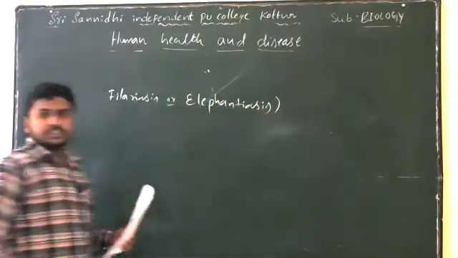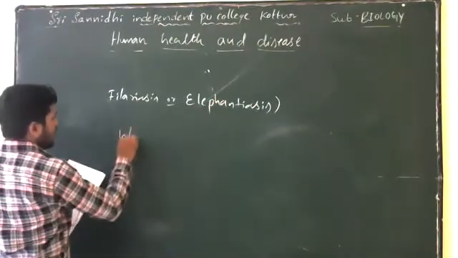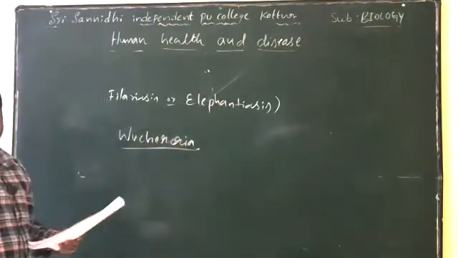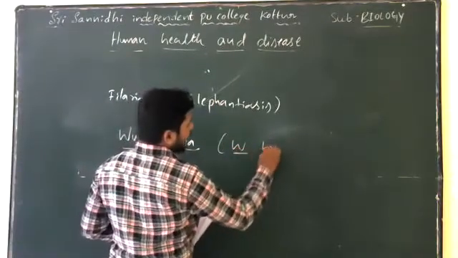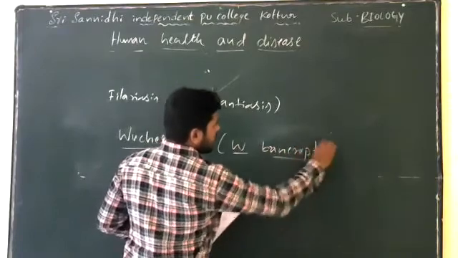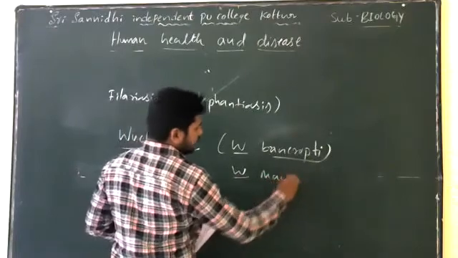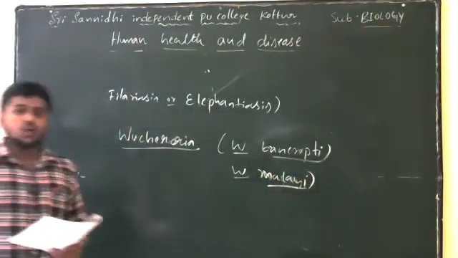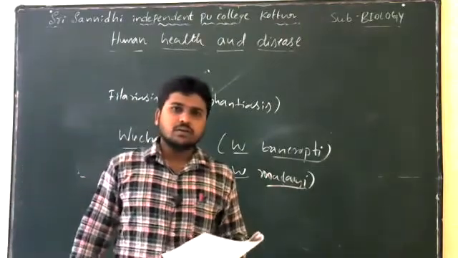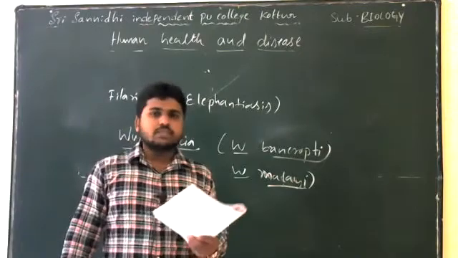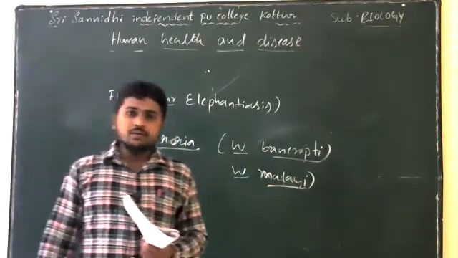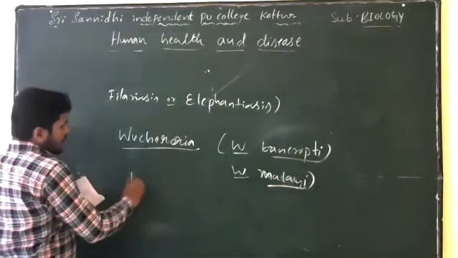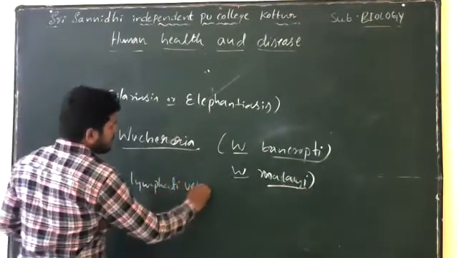Elephantiasis. This disease is caused by the helminth Wuchereria, the causative organism. For example, the species Wuchereria bancrofti and Wuchereria malayi. These are the causative organisms. It is a chronic inflammation of the organs, spread through mosquito, where the worms can live for a long period of time, many years, especially in the lymphatic vessels.